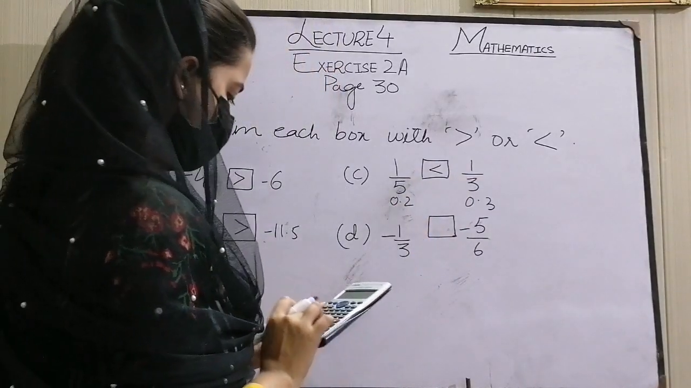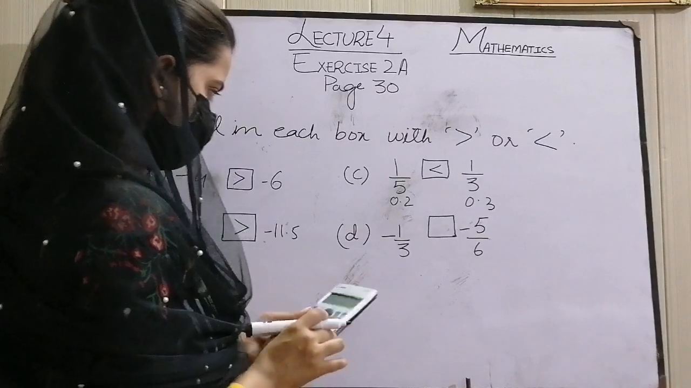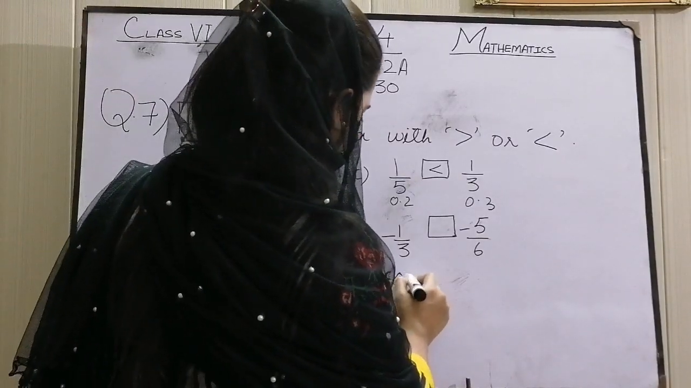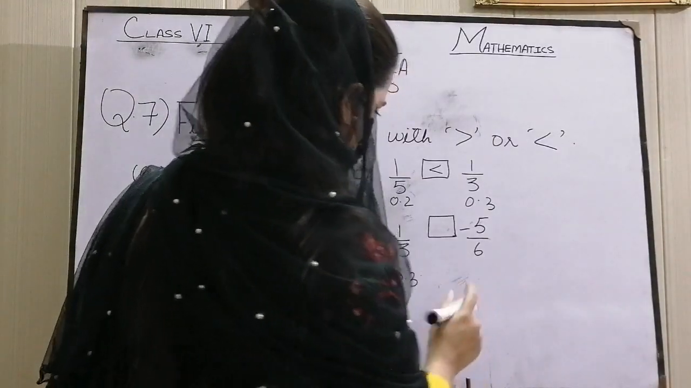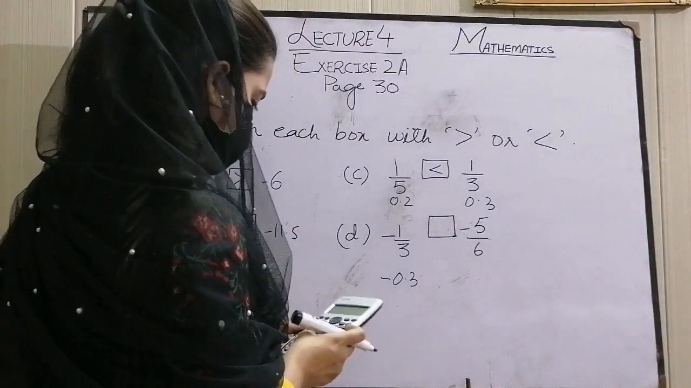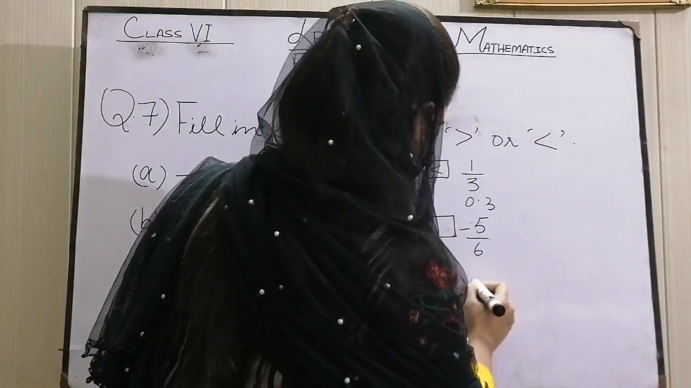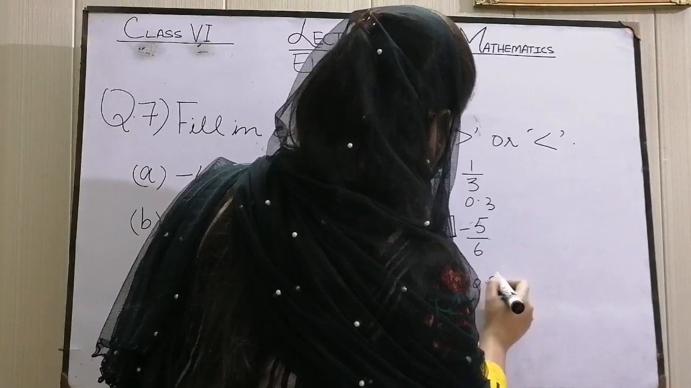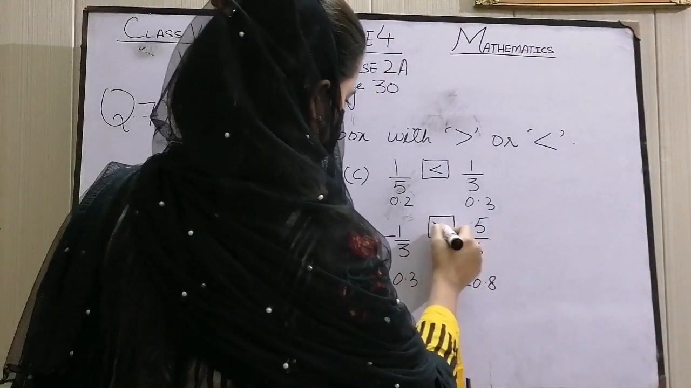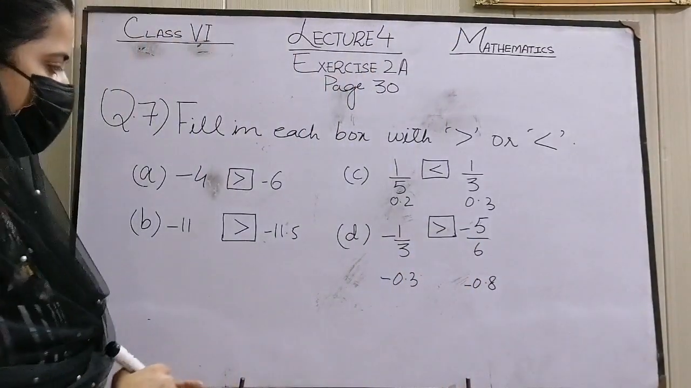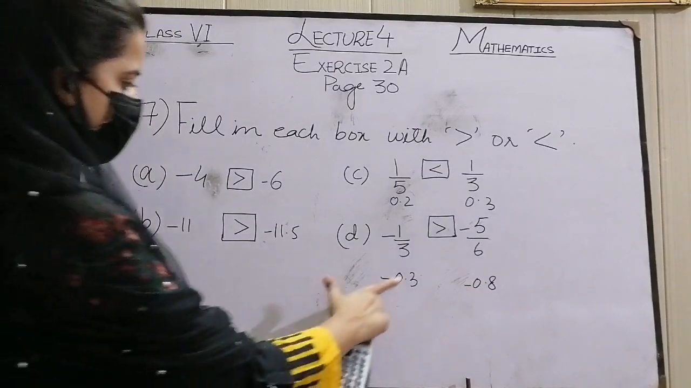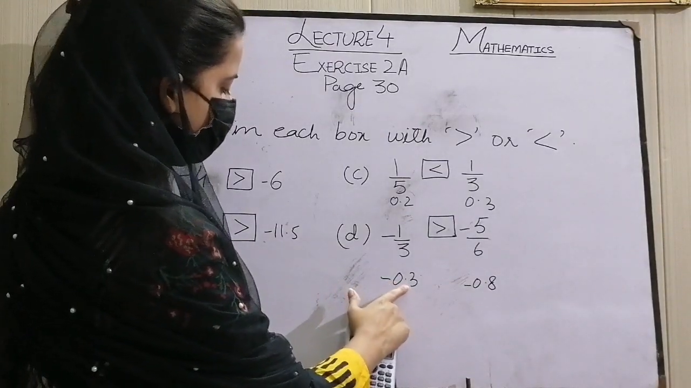Next is minus 1 by 3, which is minus 0.3. And minus 5 by 6 is minus 0.8. So here this would be the greater number because these are negative numbers. So minus 0.3 would be the greater one.